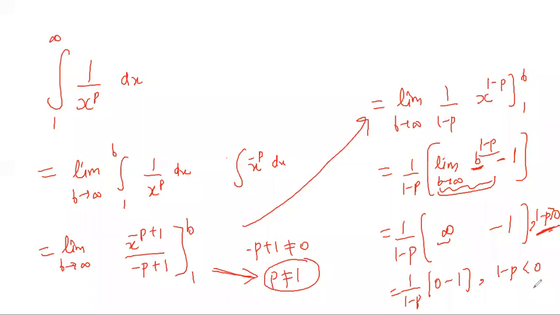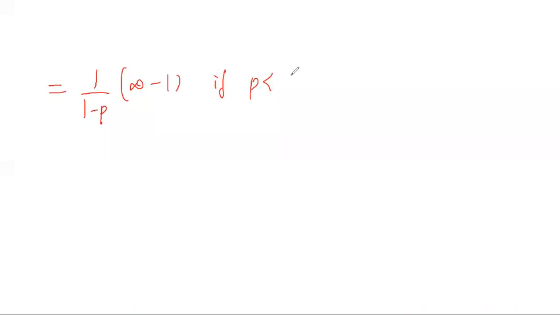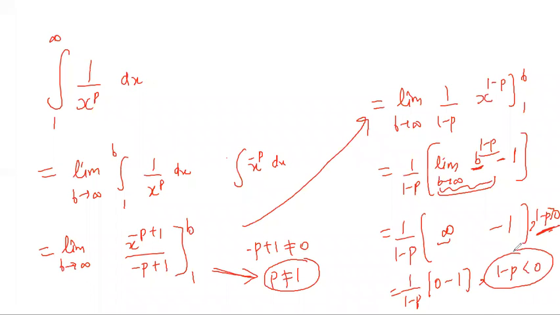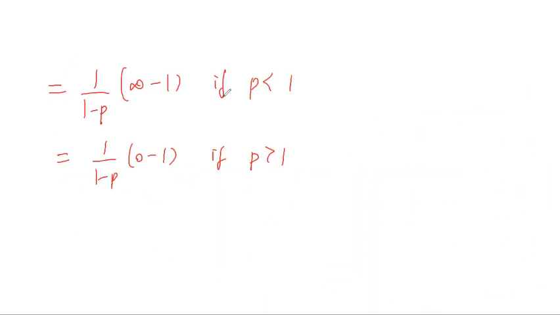सो आई एम राइटिंग इट हियर अगेन. द वैल्यू ऑफ द लिमिट 1/(1-p) times infinity minus 1 if the case is, what is the case? 1-p is positive. 1-p is positive means p is less than 1. And the value of the limit is 1/(1-p) times 0 minus 1 if p is greater than 1, because 1-p negative means obviously p is greater than 1. So हमारे पास जो रिजल्ट आया है हमारे इंटीग्रल का वो यूनिफॉर्म नहीं आया है. It has aggregated into 2 parts.